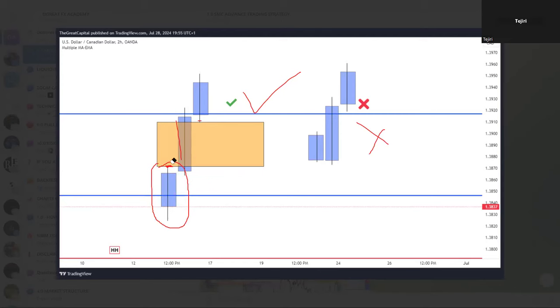So if you're showing me an order block, there must be an imbalance before it. If there's no imbalance before that order block, it is not valid. So if you show me an order block, make sure that you have an imbalance before the order block. This is an imbalance. This is the order block. So it's valid.